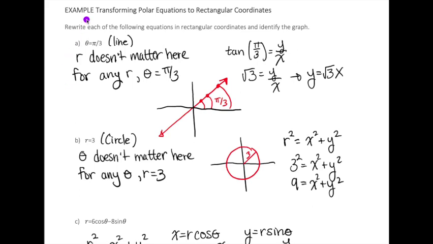Now we're going to look at some basic polar equations and translate them into rectangular coordinates. Okay, the first equation we're going to look at is theta is equal to pi over 3. Whenever we have an equation of this format, where theta is equal to some angle, where r is not identified in the equation anywhere, this is going to be the equation of a line.